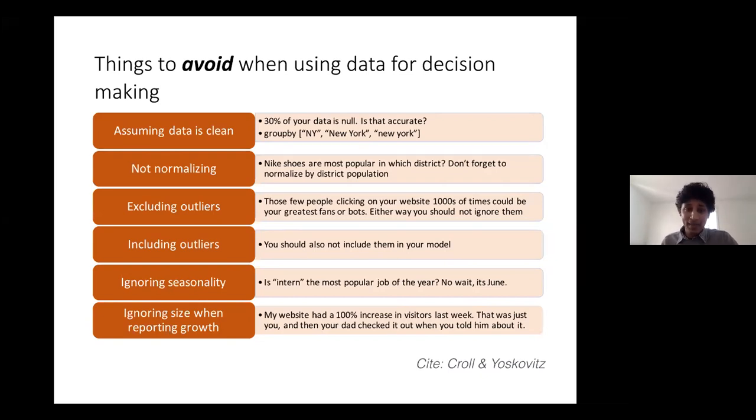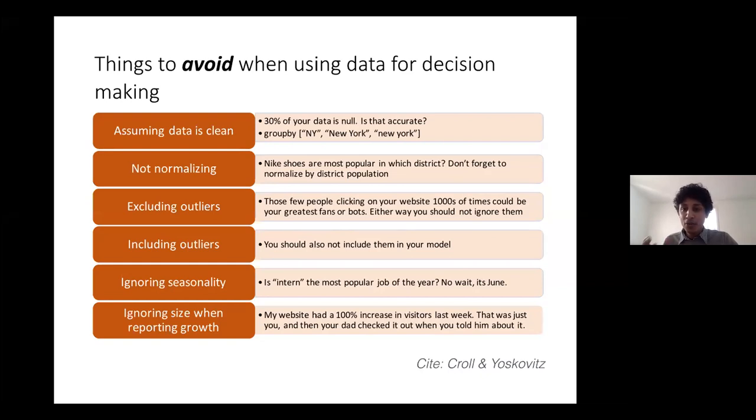Excluding outliers. Let's say, for example, you're hosting a website and you have some users. You want to find out how many times a user visits my website per day. And when you look at it, you suddenly find that there are these 10 users who visit my website thousands of times a day. Who are these guys? They could be your greatest fans, big fans who really love your website and visit it thousands of times a day. Or they could be just bots crawling your website. Either way, you should probably not ignore them.